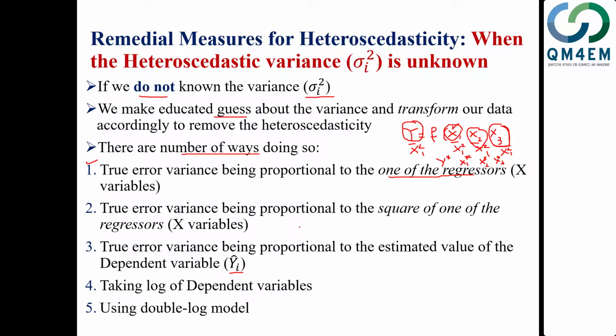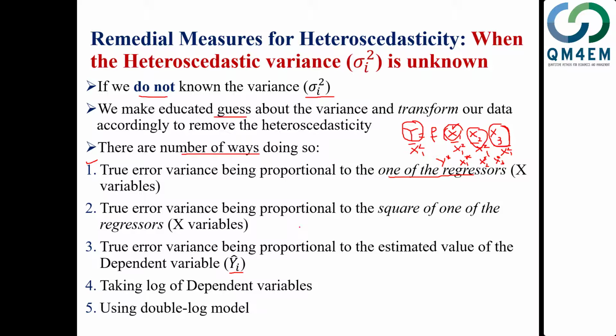Then you apply your OLS method and get the BLUE estimators. But the problem with that procedure was that we don't know the heteroscedastic variance, so that method may not be used. Then we said that there is a second group of methodology that could be used when the heteroscedastic variance is unknown. In that case, since we don't know the variance, we make some guesses about what the variance could be, and we use those guesses to transform our data and remove the heteroscedasticity.